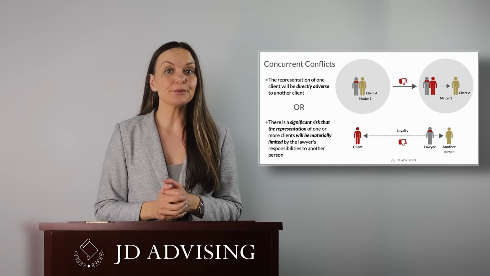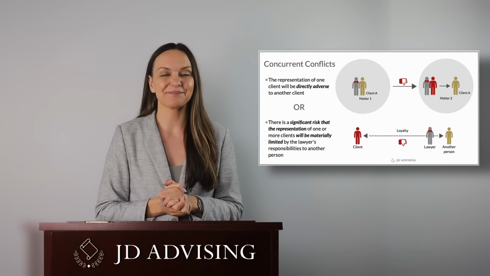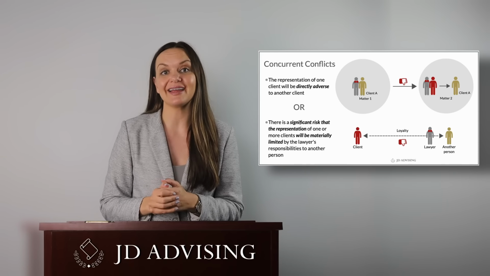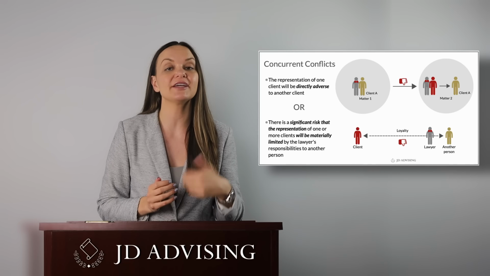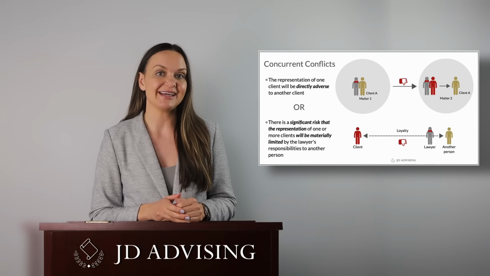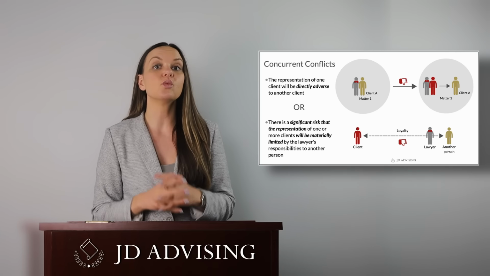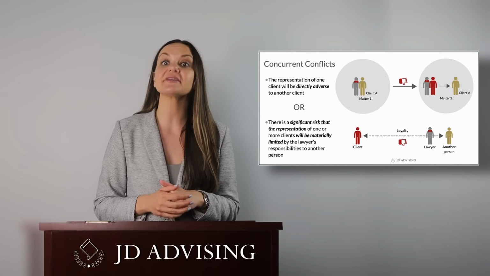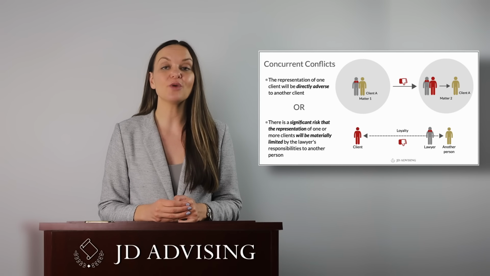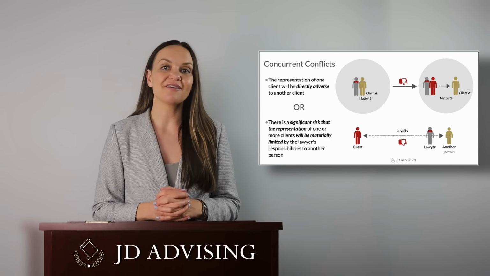Now, getting back to our rule, we said that current client conflicts exist in two scenarios. The second part of the rule states a lawyer shall not represent a client if the representation involves a concurrent client conflict. A concurrent client conflict exists if there is a significant risk that the representation of one or more clients will be materially limited by the lawyer's responsibility to another client, a former client, a third person, or by the personal interests of the lawyer.